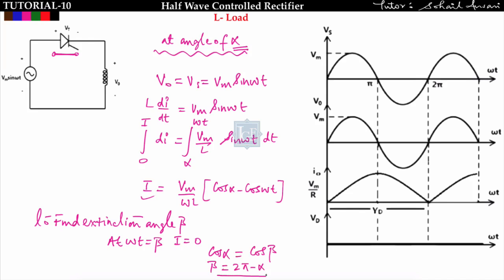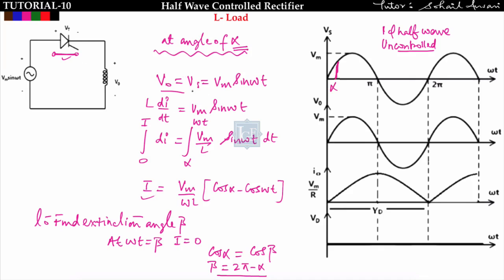So I know the extension angle, meaning up to what angle it is conducting, and from where it is conducting, from alpha. This is the waveform of a single phase half wave uncontrolled rectifier with purely L load. Now I am making this waveform for a controlled rectifier. Suppose I am triggering this thyristor at an angle of alpha. Let us say this is the angle alpha.